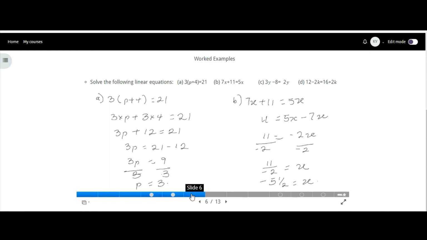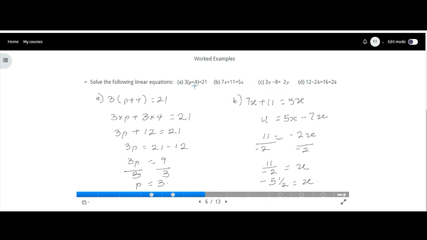Let's look at these examples that we have here. We are going to be picking them and solving them together very fast. Let's look at the first one: 3 into brackets p plus 4 equals 12. And the second one is 7x plus 11 equals 5x. So we are going to be solving together quickly.